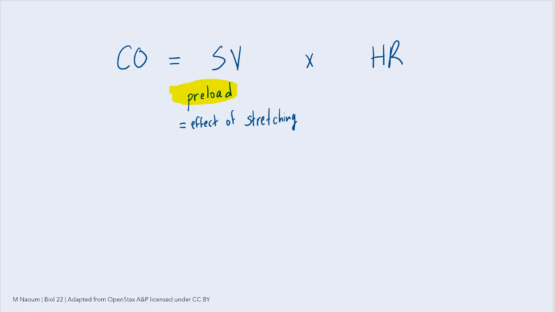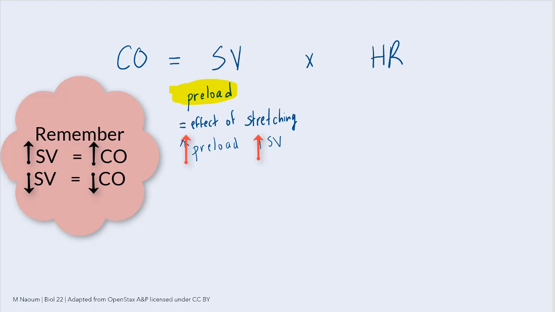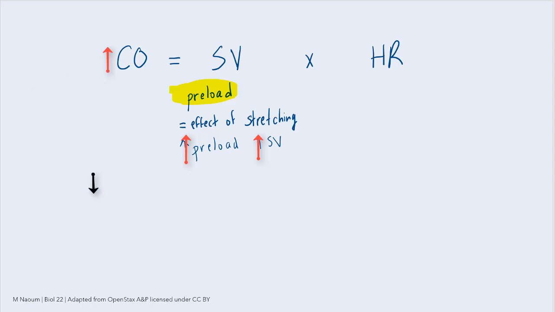Think about a rubber band, and you're stretching the rubber band. The more you stretch it, the more forcefully it's going to snap back. Of course, this is all within limits, but basically, the more stretching that you have, so the higher the preload, the more contraction you're going to get, the more blood is forced out of the ventricles with every heartbeat. So that's going to increase stroke volume. Remember, stroke volume refers to how much blood leaves the ventricles with every beat.